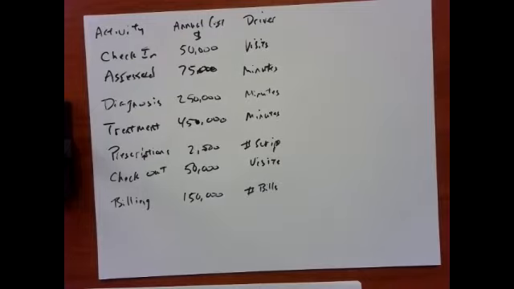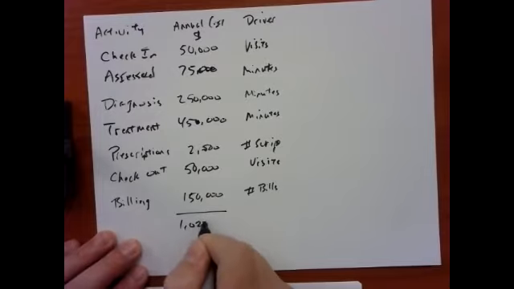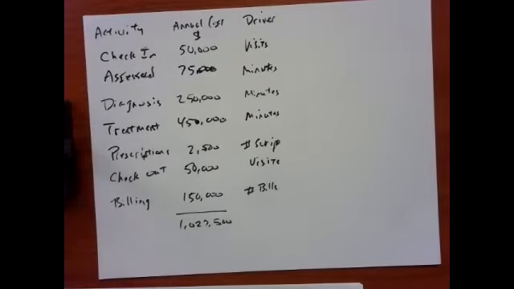So if we add all those costs up, it's $1,027,500, which is the amount that we were working with from last time. So this is the same costs as last time. We're just looking at them in a different way.